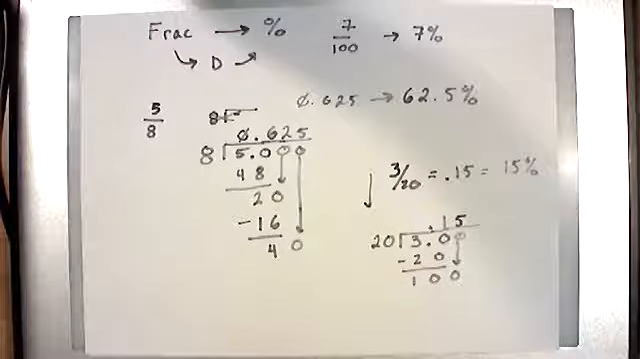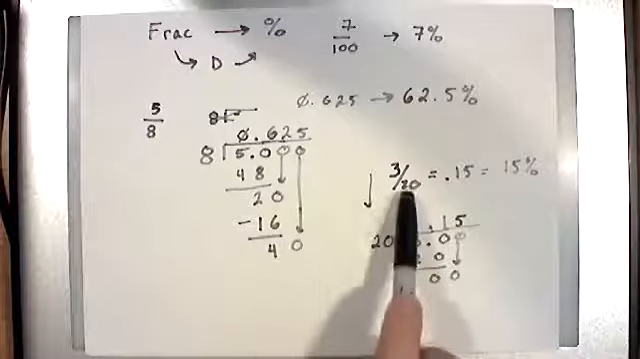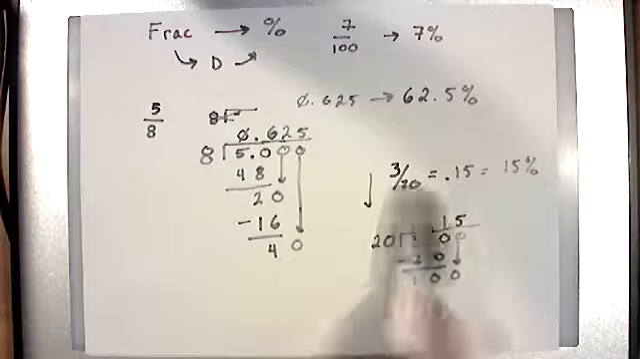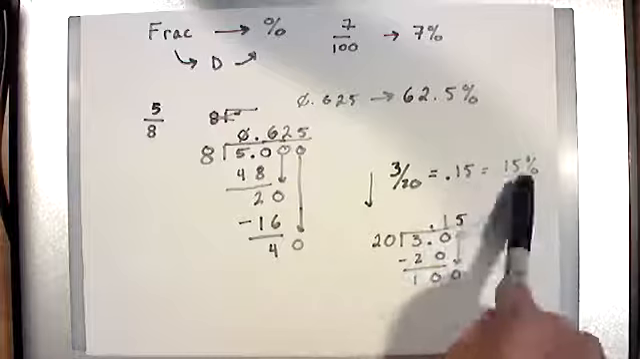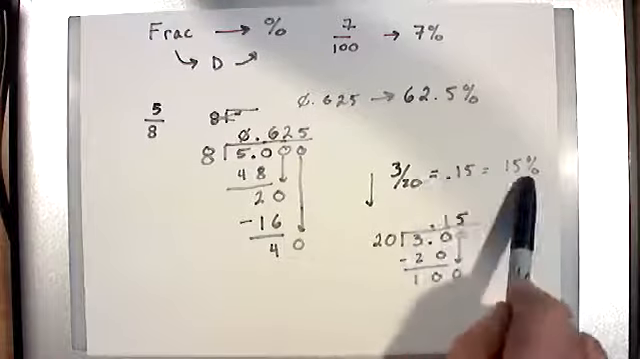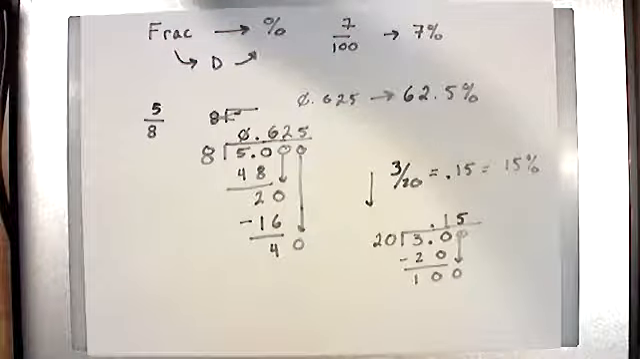Converting fractions to percentages, you usually will need to stop over at the decimal and you get there with division. 3 divided by 20 is 0.15. Once we're at decimal to percent, we're just moving it twice to the right, and that makes 15%.